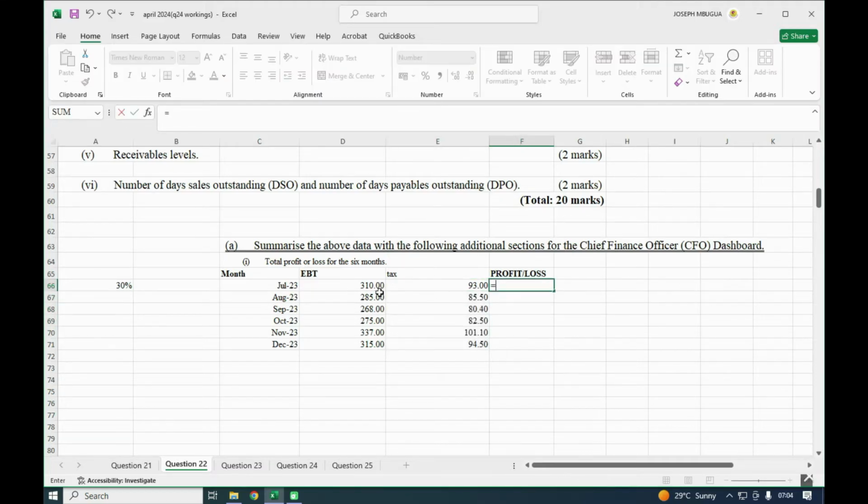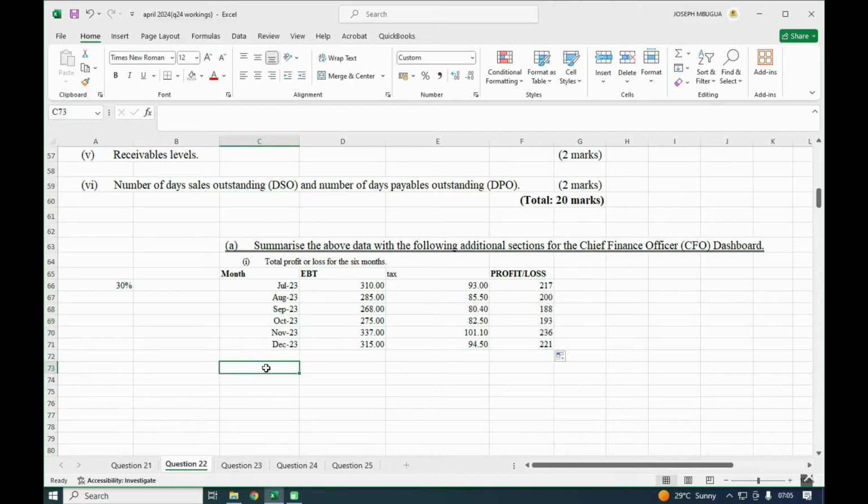Then to get the profit from earnings before tax, we minus the tax. And this one you autofill. So that one will be your profit or loss for that particular period. So for the 6 months period, the profit or loss will be that one. That's what we needed at the above data, the following additional section for the CFO dashboard. So we just needed that to get the profit for that particular period.